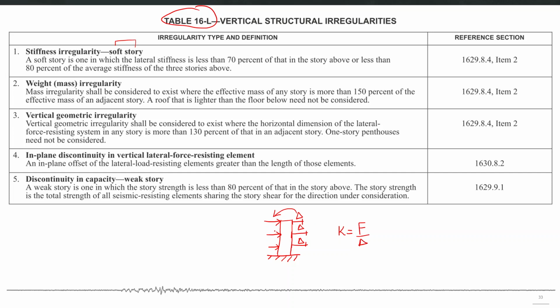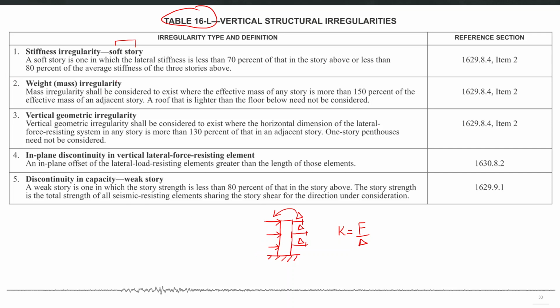Moreover, you can also sum the lateral stiffness of all the elements in a particular story to get the story stiffness. So there are different methods which you can use to calculate story stiffness, and we will discuss those methods in some other lecture or video.